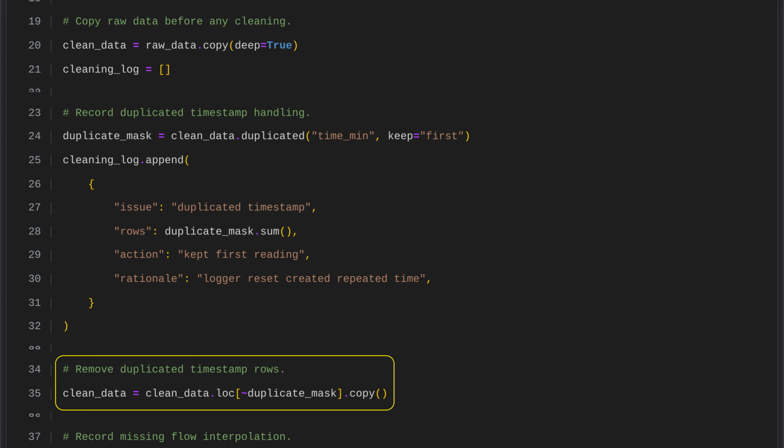The code filters out rows with duplicate timestamps by using an existing duplicate mask in reverse, keeping only non-duplicate entries. It applies this filter with the data frame location method, then creates a copy so the clean data is stored separately without unintentionally changing the original dataset.